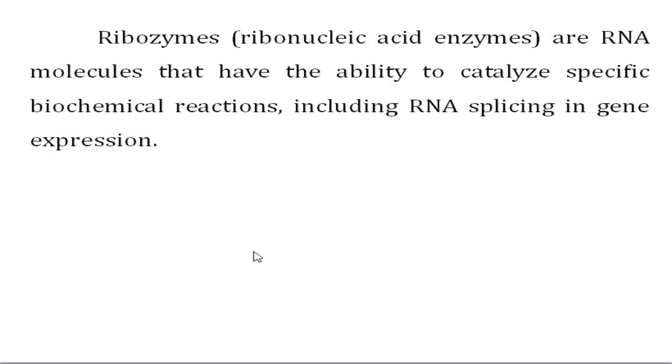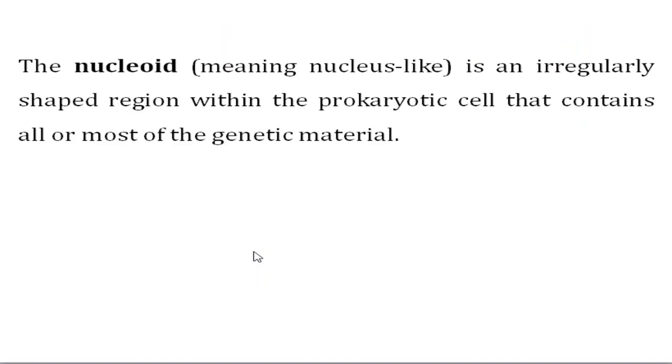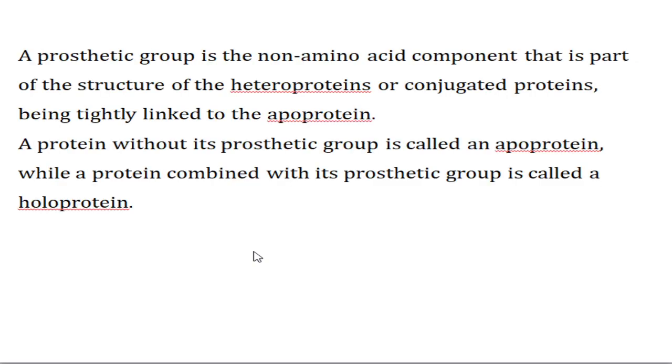Next, ribozymes, also called ribonucleic acid enzymes, are RNA molecules that have catalytic activity, catalyzing specific biochemical reactions like RNA splicing. Next, northern blot is employed for studying RNA, whereas southern blot is for DNA and western blot is for protein. The nucleoid is a nucleus-like, irregularly shaped region present in prokaryotic cells, which holds nearly all the genetic material of that cell.